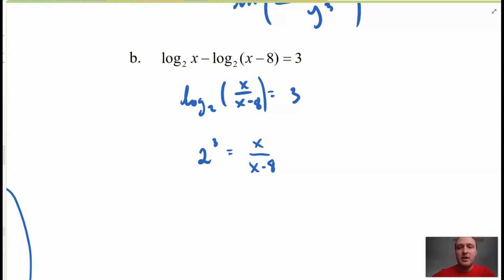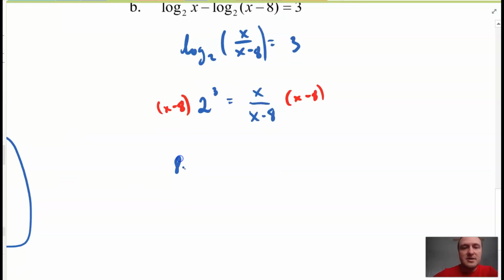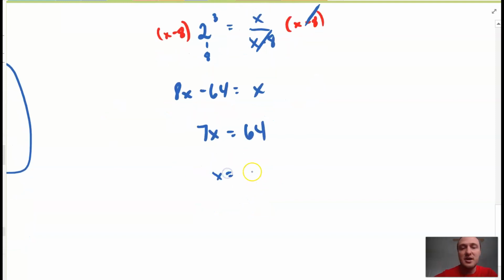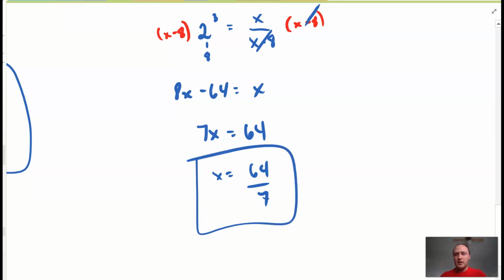Okay, and after I go ahead and multiply both sides by x minus 8, we end up with 8x minus 64, right? This is 8 here, okay, and we'll distribute, and this is equal over here to x. So we'll go ahead, subtract x on both sides, giving us 7x. Add 64 gives us 7x is equal to 64, and x is thus equal to 64 over 7. All right, so there you go.